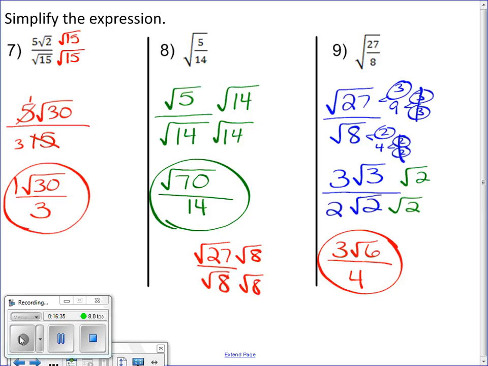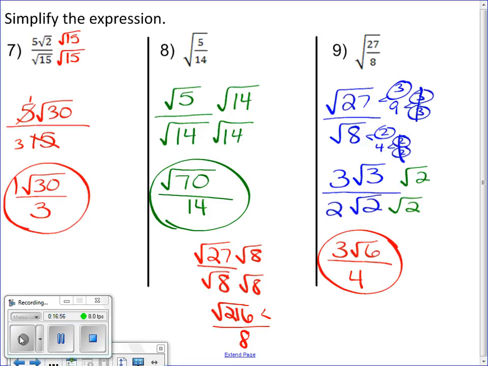What's radical 27 times radical 8? Is that 216? Somebody check my math there. Over 8. And then what did you have to do? Then you had to simplify the 216. That's a lot bigger number to break down than 27 or 8.